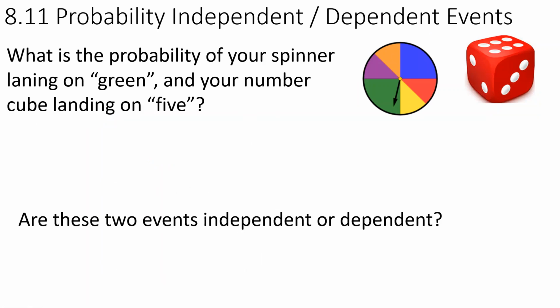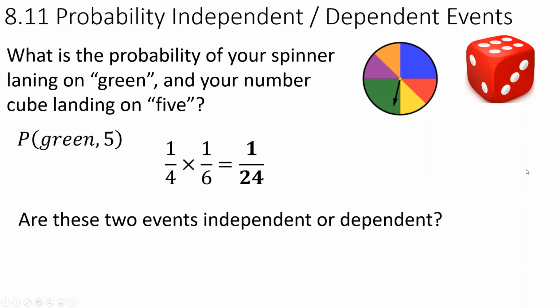Probability. What's the probability of your spinner landing on green and your number cube landing on 5? So if you have a spinner, the green is taking about 1/4 of the entire thing. So that's going to be 1/4. Rolling a 5 is 1 out of 6. So we've got 1/4 times 1/6. And we're going to get 1 out of 24.